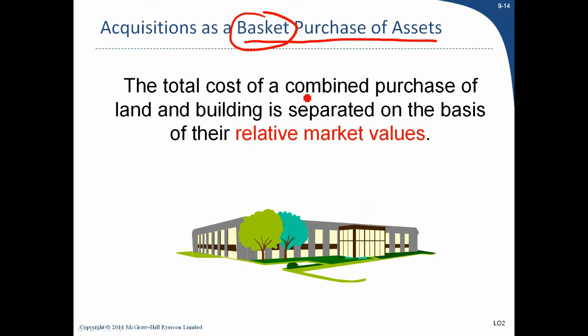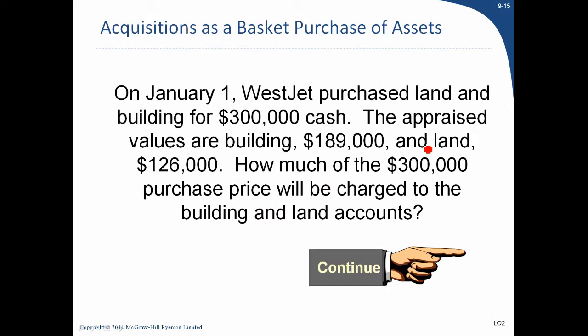So the total cost of a combined purchase of a land and building is separated on the basis of their relative market values. Here's an example. WestJet purchased land and a building for 300 grand, cash. The appraised values, appraised meaning you have an independent third party come in and estimate the value of the land and the building. There are real estate appraisers, companies and people who do this full time.